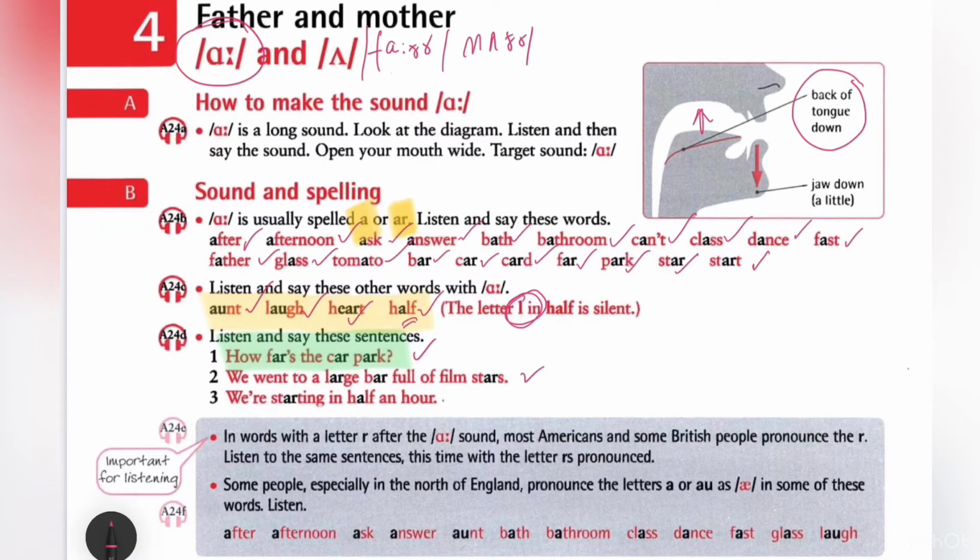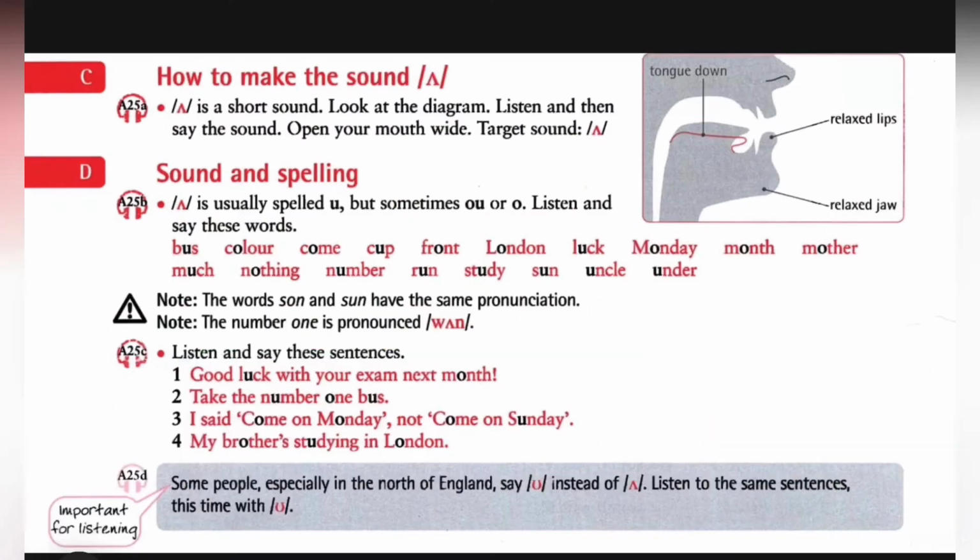We are starting in half an hour. We're starting in half an hour. Okay, how to make the sound? Let's move on with this one. Your tongue is down. Remember that both sounds are together and next to each other in the charts. So both are far away from the roof of the mouth, are low or opened. But in the case of this one, it's a little bit more to the front. Your lips should be relaxed and your jaw should be relaxed too.